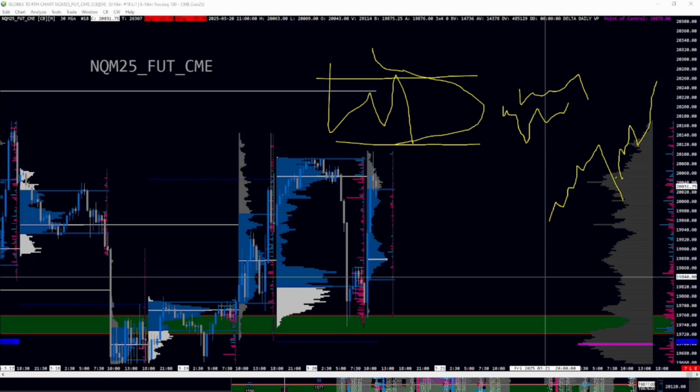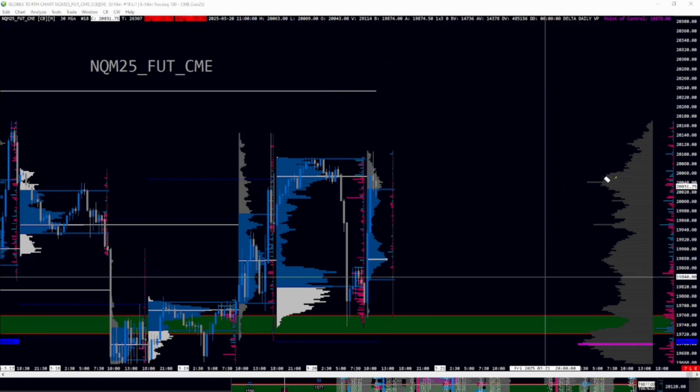Same thing for the flip side. Hopefully that makes sense. So weekly wise, we're still rotational, so I'm still looking for rotational trades, not really anything crazy on the trend side. I'll show you the VIX quickly.